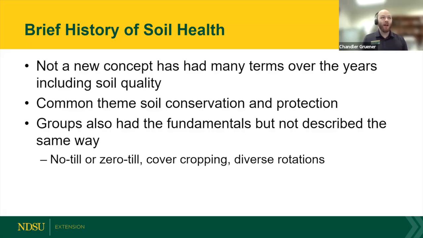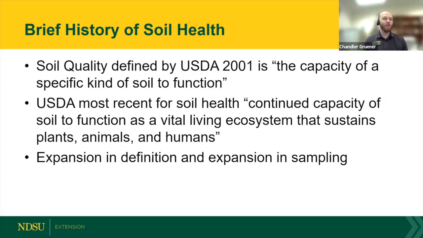It's not really a new concept. Over the years, it's varied a little bit in terms of different ways people have called it. Soil quality has been a common term for the last 20 to 30 years. And a common theme with other terms in soil quality is soil conservation and soil protection. That's the heart of most groups that are advocating for this. The groups had similar fundamentals, and they didn't describe it in the same way, but they had the same ideas. Some of these are no-till alliances, zero-till alliances, cover cropping groups, diverse rotation groups, all with the heart of keeping soil conservation and protection in mind.